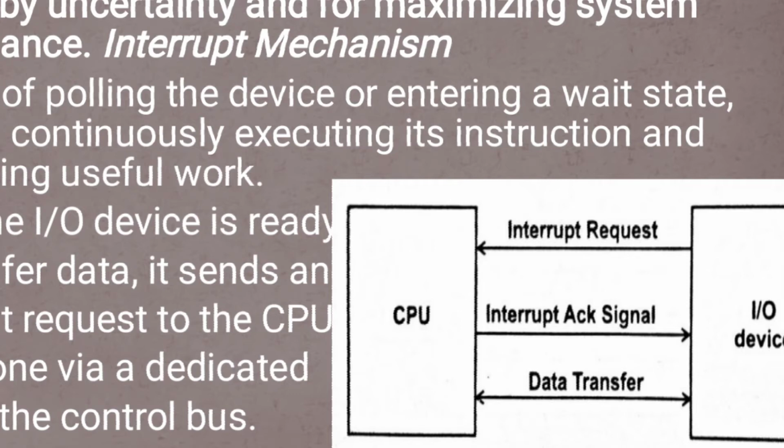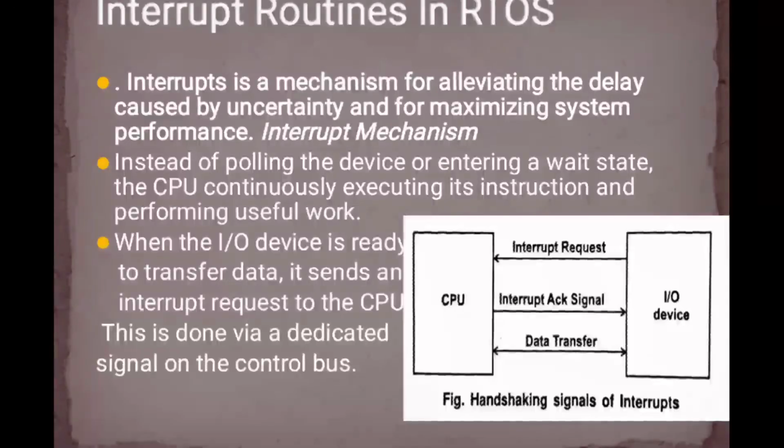After completing that, it will save the necessary things in the stack. After that, it gives an acknowledgement to the interrupt. After that, the interrupt routine will be executed. After completion of the interrupt routine, it will come back to the previous position and continue its execution. That is the general interrupt and its operation.